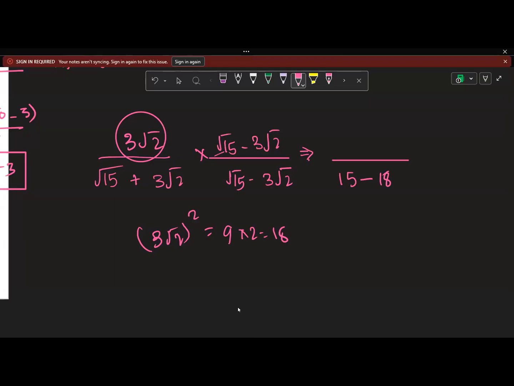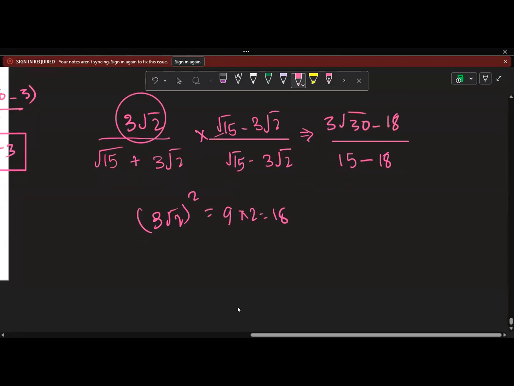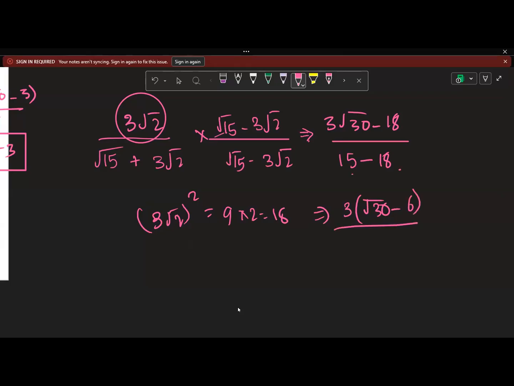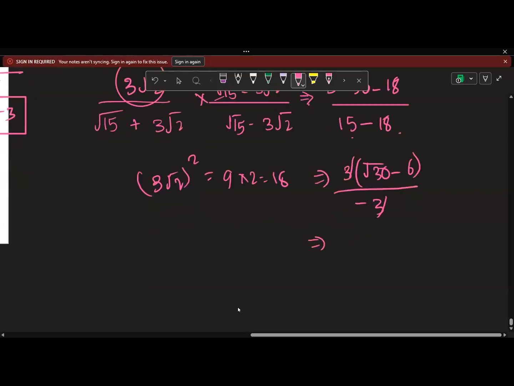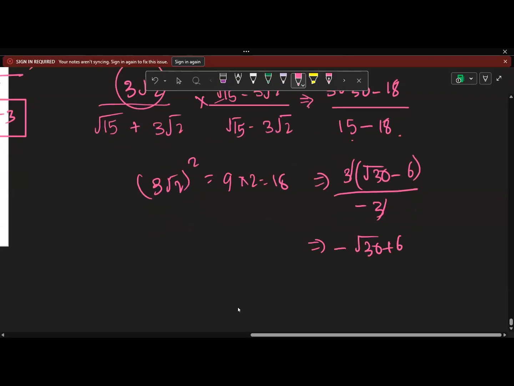For this step, for 15 minus 18, the numerator will be 3 root 30 minus 18. Okay. So now you can do one thing. 3 comes out to be common. 30 minus 6 divided by 15 minus 18, which is minus 3. Minus 3 and 3 cancel. So the answer is minus root 30 plus 6.